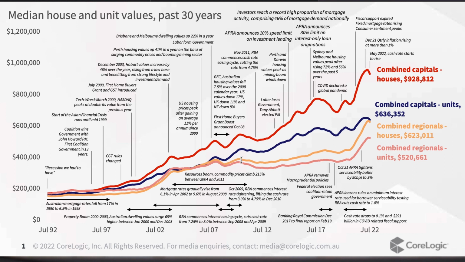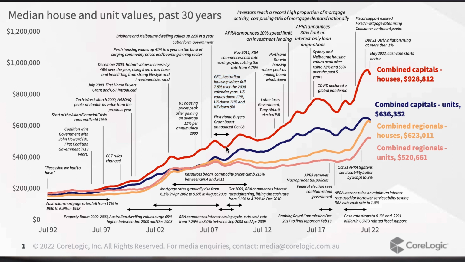And then if we continue on past 2008, we see the GFC, and it says here, GFC, Australian housing values fall 7.5% over the 2008 calendar year. US values down 17%, UK down 11%, and New Zealand was down 8% in house prices. So within that year, house prices only fell 7.5% during that major economic downturn.